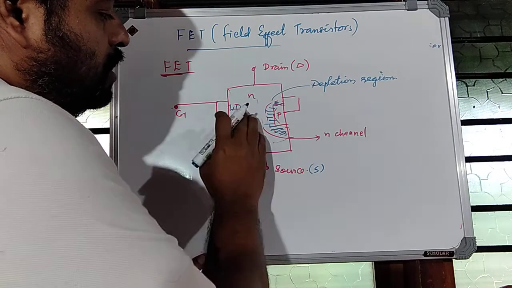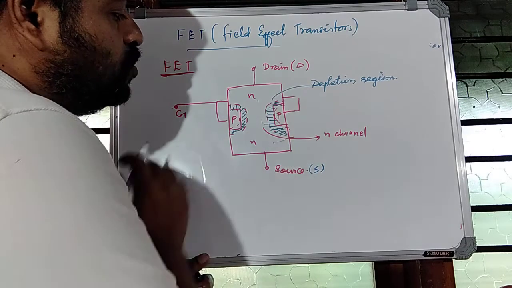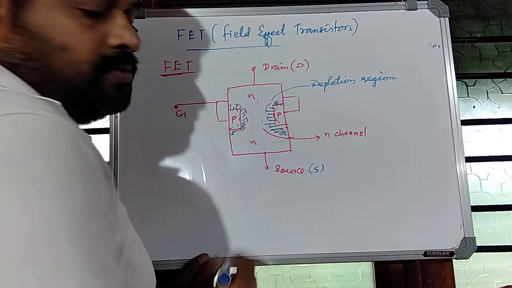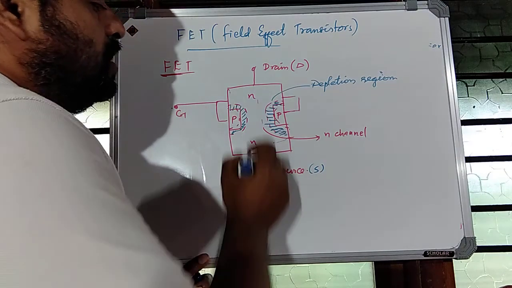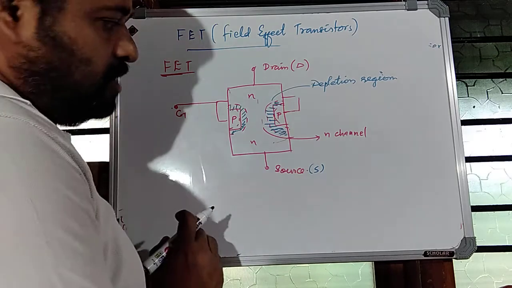So depletion region width increases, that will change the width of the channel. So the current from source to drain is controlled by this gate to source voltage, that is VGS.